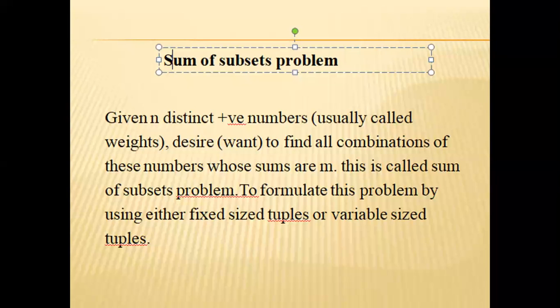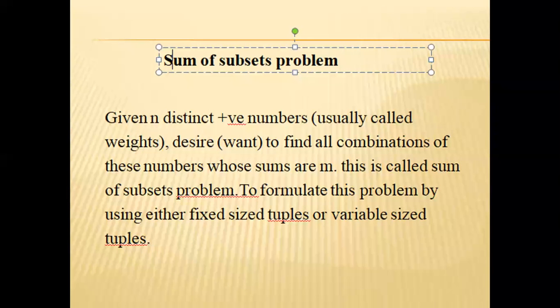Today we are discussing the sum of subset problem, representing fixed size tuples. Suppose there are n positive numbers. Find the combination of all these numbers whose sum is equal to m. This is called the sum of subset problem.